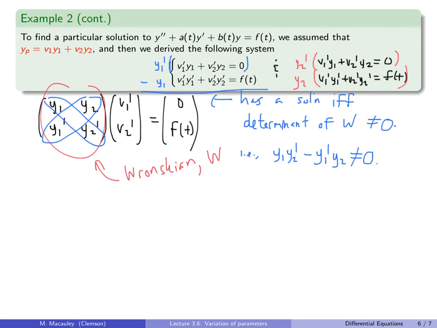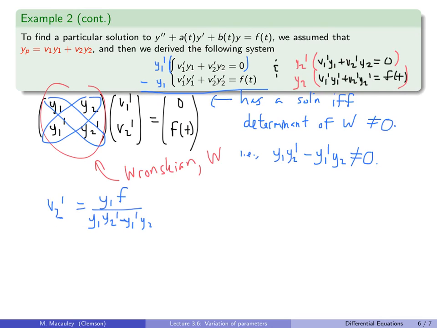Remember how when we studied integrating factor, I said here is the general formula, but don't memorize it, just learn the process. Same thing here. Learn the process, don't memorize the general formula, because it's not hard to show that v2 prime is y1 times f over this determinant, which is y1, y2 prime minus y1 prime, y2. When you do this elimination and solve for v1 prime and v2 prime, you end up dividing by this, and that's why it can't be 0. If this thing is equal to 0, then you can't solve for v2 like this.